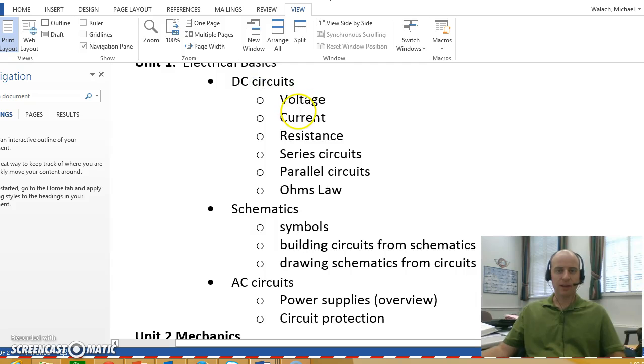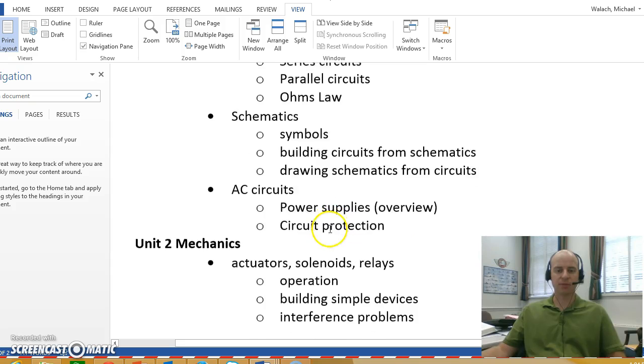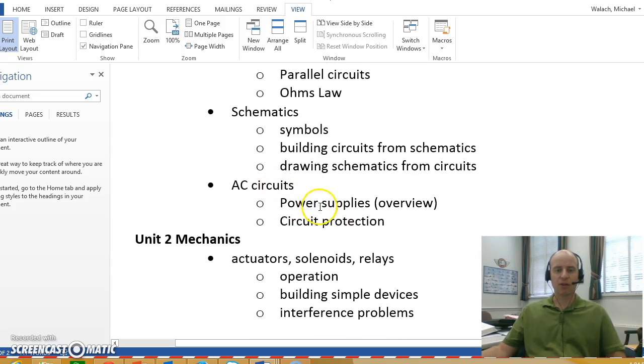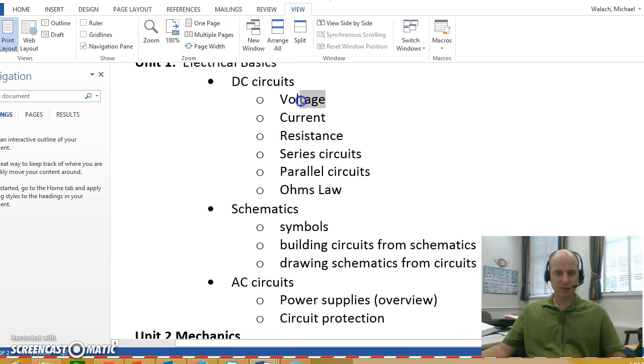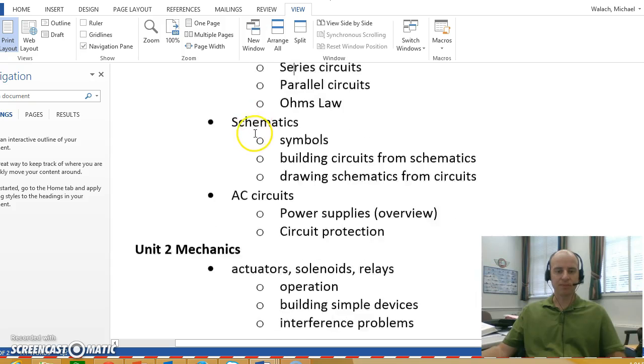And then I break each of those down even further. So under DC circuits, I'm going to cover voltage, current, resistance, series circuits, parallel circuits, and Ohm's law. In my schematics area, I'm going to cover symbols, building circuits from schematics, and drawing schematics from circuits. And then I have an AC circuits unit where I'll work on power supplies and circuit protection. Okay, so I haven't really gotten into the nitty-gritty here. I haven't said exactly what I'm going to do as far as teaching voltage to my students, what kinds of labs or activities I'm going to do. I just know these are the core pieces of content that I'm going to cover within that unit.